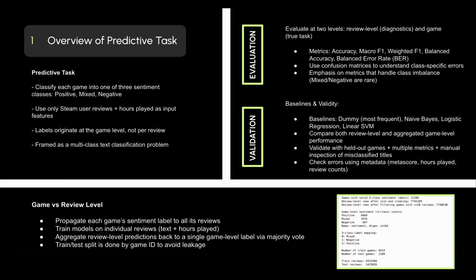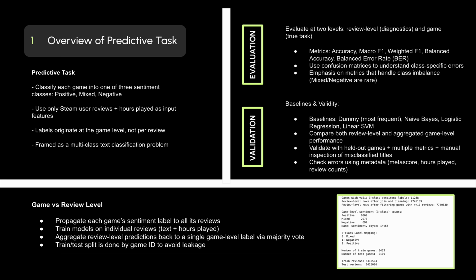So to start off with an overview of the predictive task, the predictive task in this project is to classify a video game into one of 3 overall sentiment categories based on the text of its Steam user reviews. So the target labels are going to be positive, mixed, and negative for sentiment, and these labels exist at a game level, not a review level.